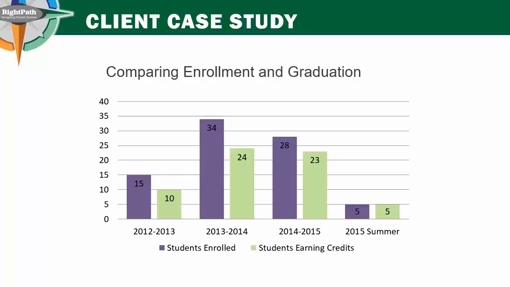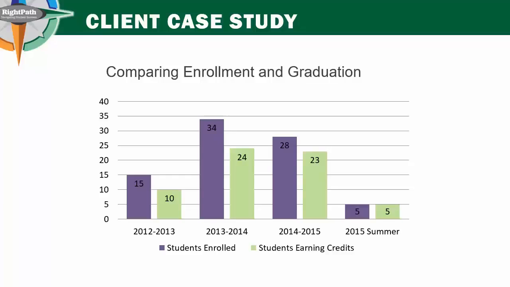So as you can see, we have 3 years of data for this particular program, and you can see the enrollment listed in purple for each year, as well as the green for the students who have earned their credits. And because this is a program that targets seniors, each student who earned credits was able to graduate with their peers. After 3 years of the program, the district decided to expand into a summer school program as well.